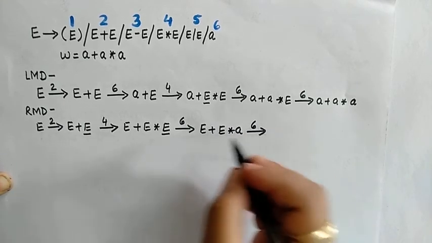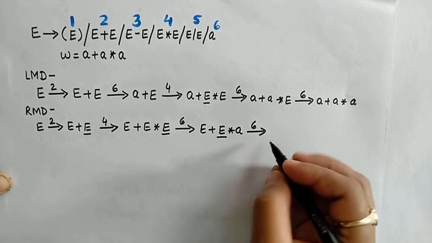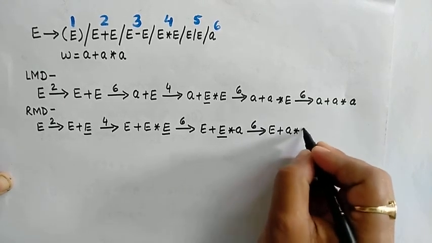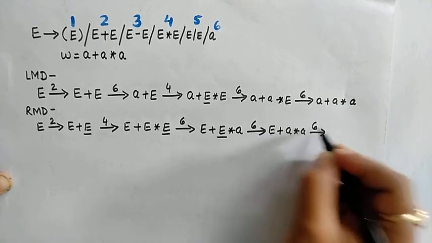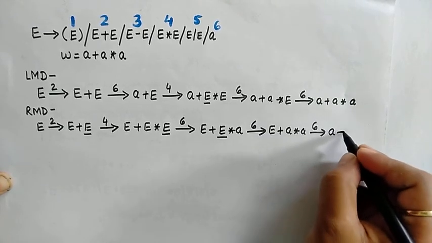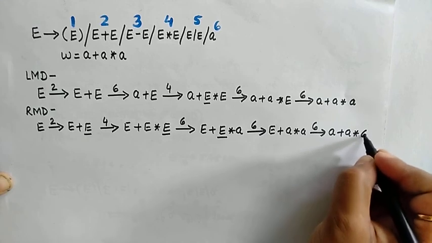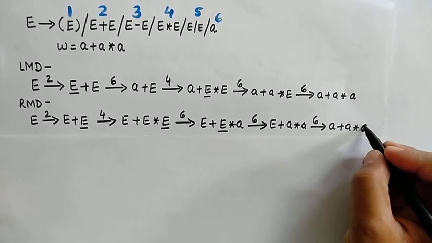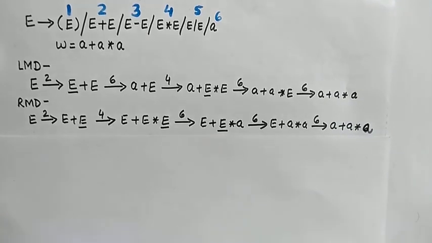Then again applying production number 6 to the rightmost variable, we get E plus a asterisk a. Then again applying production number 6, we reach our desired string. So here is the desired string.